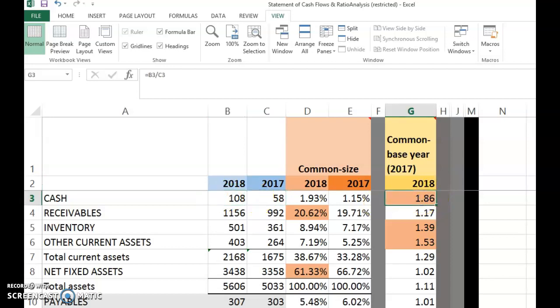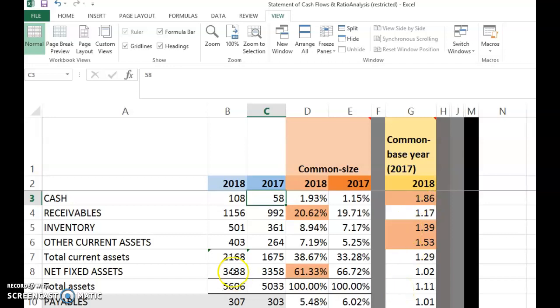You express this in decimal. And when you state this, you read this as 1.86 times. Okay, 1.86 times. It means that the cash value in 2018 is 1.86 times the value in 2017. So you do this the same for the other items.